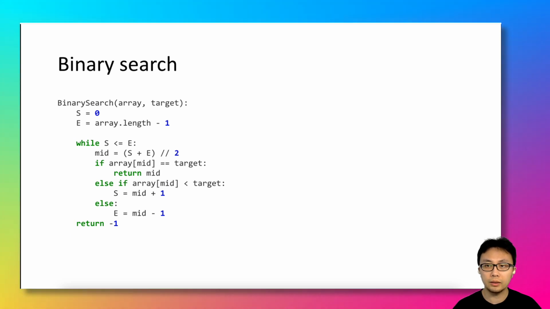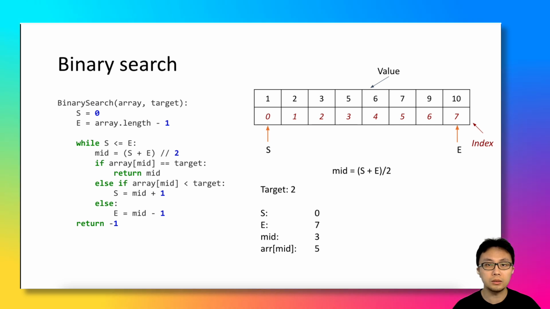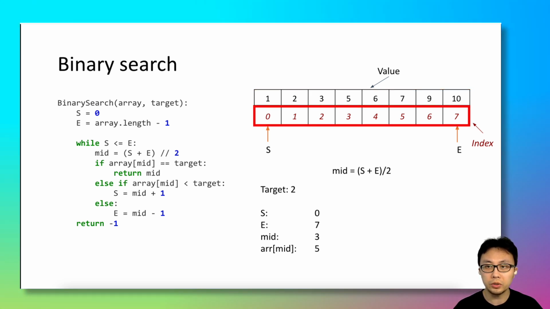Let's go through an example to help you make sense of the binary search. On the right side of the screen, you can see a sorted array in increasing order. In case the two rows confuse you, the first row represents the values in the array, and the second row represents indexes of the array. The target to search for, in this case, is 2.